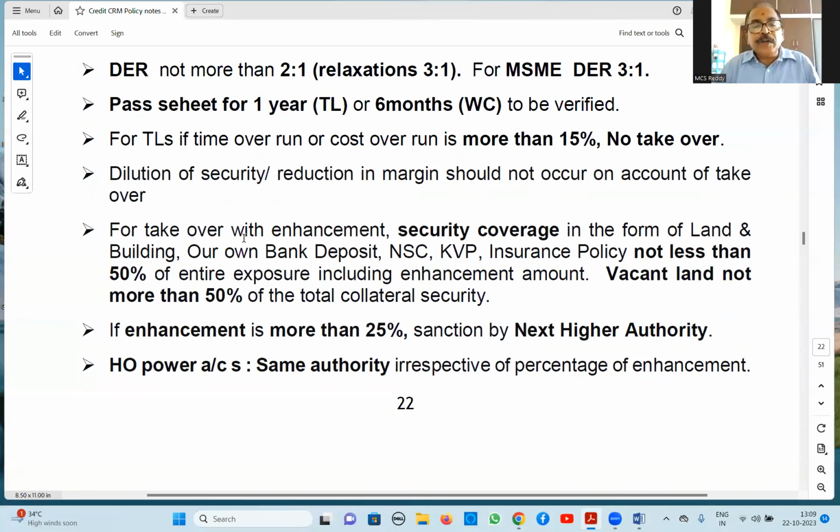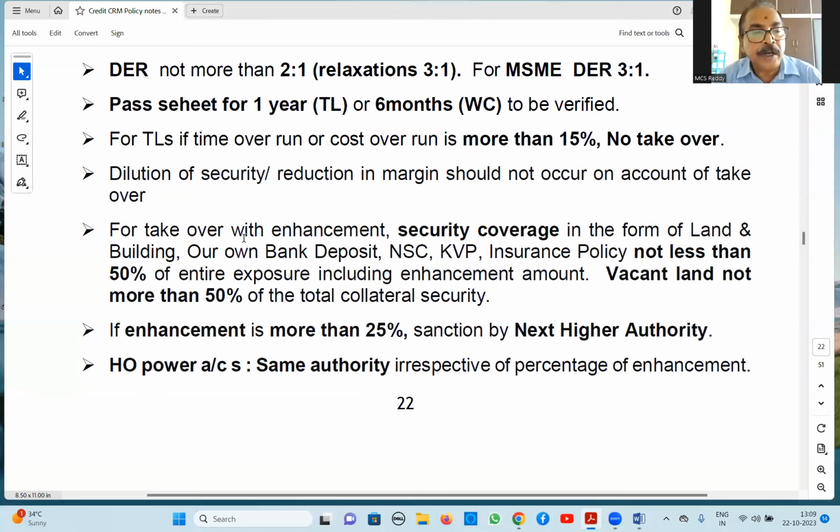Next, for takeover with enhancement: normally whatever liability is there is to be taken over. But the party says, sir, give a little more loan with enhancement. Their security coverage in the form of land and building, our own bank deposits, NSC, KVP, insurance policy, etc., should not be less than 50% of the entire exposure, including enhancement. Suppose 10 crores you are taking over, another 2 crores is added. In such case, full security is required, but at least 50% should be in the form of approved securities or land and building.